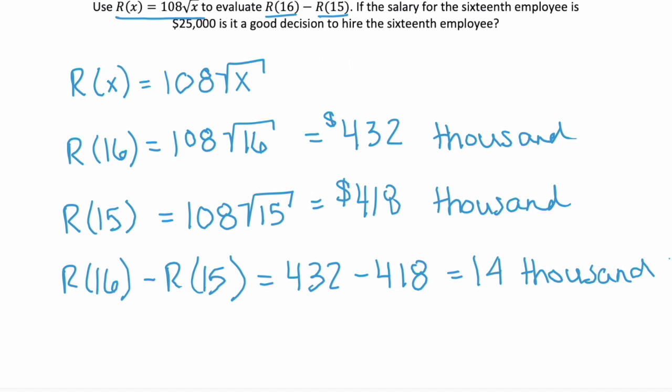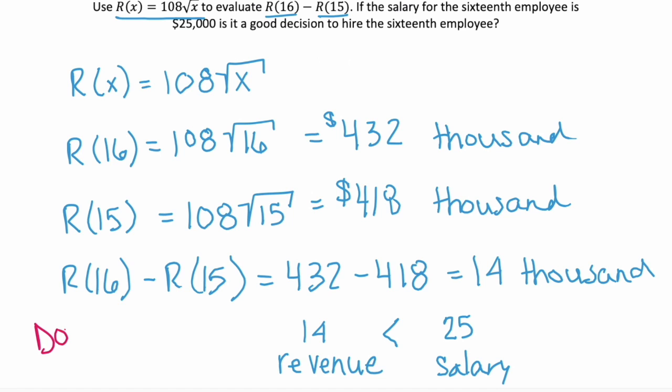So think about this if you're a business owner. That 16th employee brings in a revenue of 14,000, but you're having to pay them a salary of 25. So the salary you have to pay them is greater than how much money they're earning for your company. So would you hire that person if you have to pay them $25,000 for them to earn you $14,000? No, don't hire. Because it's going to cost you that extra $11,000.